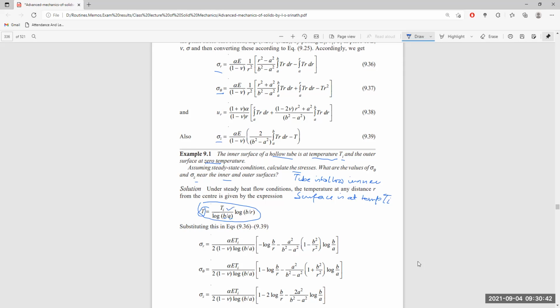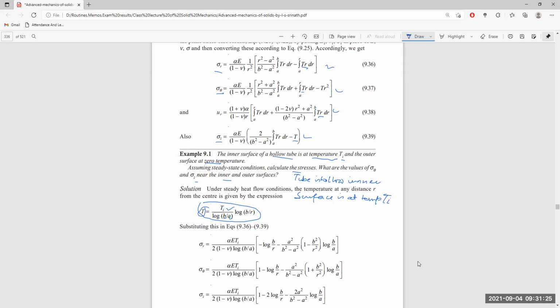If we use this value of T in equations 36 to 39, all four equations from here, here, and here, we replace T here, T here, T here, and T here by this particular value of T. So this equation will take this particular form: alpha E Ti over 1 minus nu, into log b by a minus log b by r, minus a square by b square minus a square, into 1 minus b square by r square, divided by log b by a.